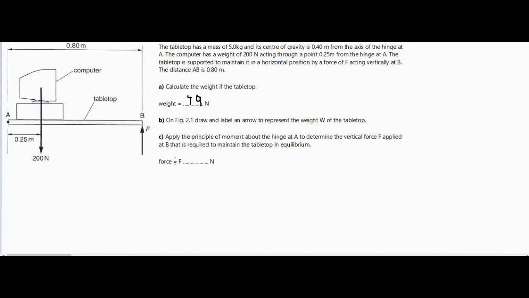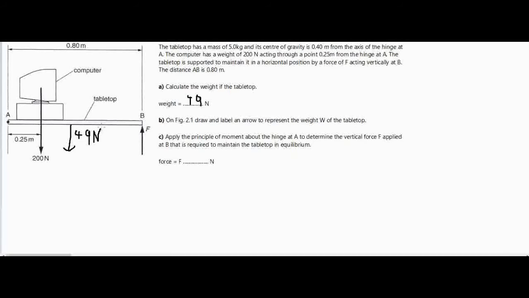Next one says draw and label the arrow representing the weight of the tabletop. Now of course the weight of the tabletop would be somewhere roughly in the middle and would be acting downward, so we could probably draw it here and draw that downward first and write 49 newtons inside it.